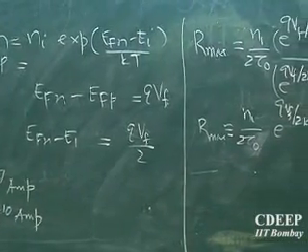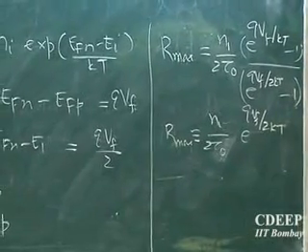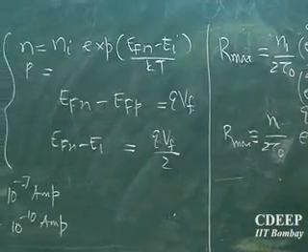Now if I do the same case for the depletion layer, reverse bias, what changes do you expect?